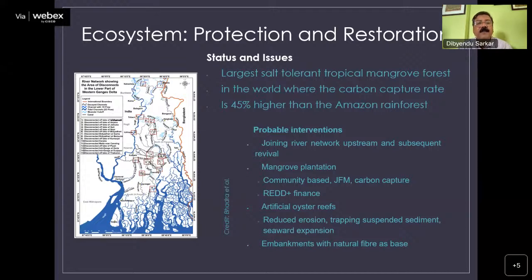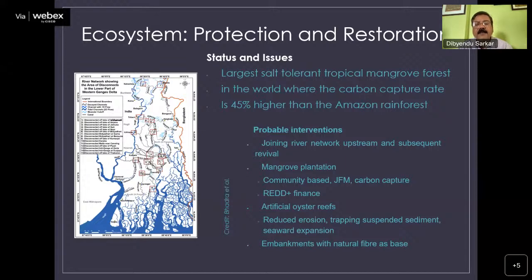First of all, if you talk in terms of the ecosystem and protection and restoration of the ecosystem, what is the status? This is the largest salt-tolerant tropical mangrove forest. You all know in the world where the carbon capture rate is 45% higher than the Amazon rainforest. Such is the status of the Sundarbans. And what can be the probable interventions to ensure that protection and restoration of the ecosystem is possible?